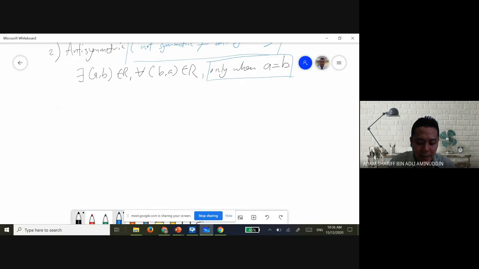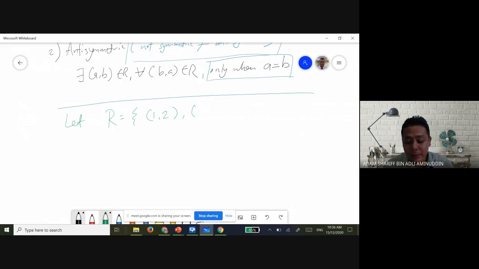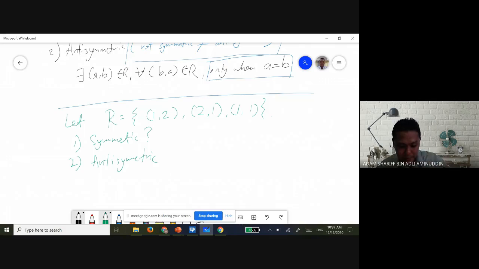Suppose I give an undefined relation. Let R equal, saya letaklah, 1, 2, 2, 1, 1, 1. Okay. Two different questions. The first one I want to ask whether this is symmetric or not. The second one is whether it is antisymmetric or not. Okay, saya tak tengok korang punya chat, apa-apa sila suarakan.